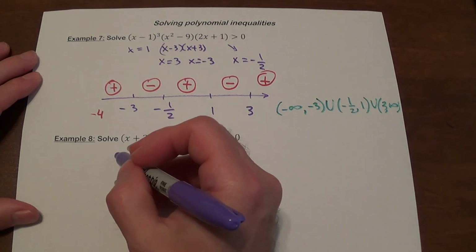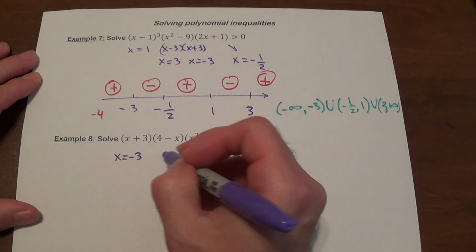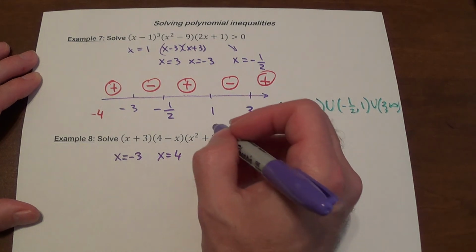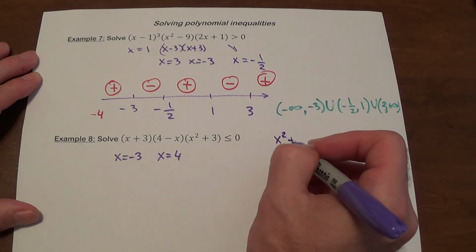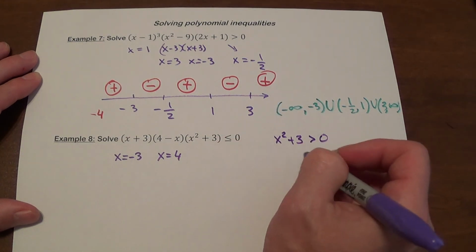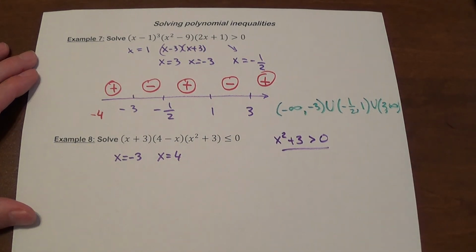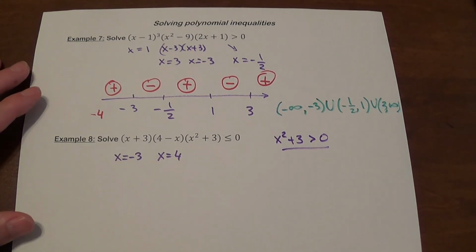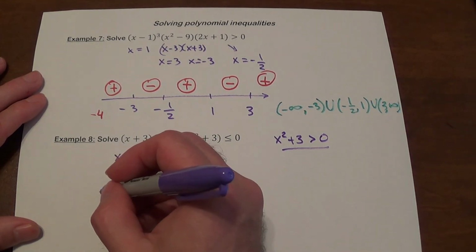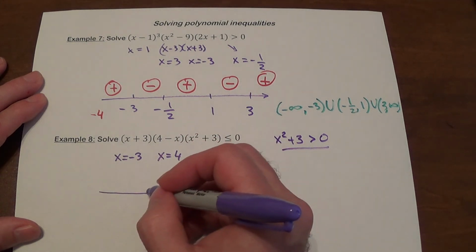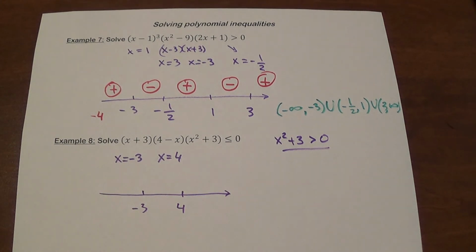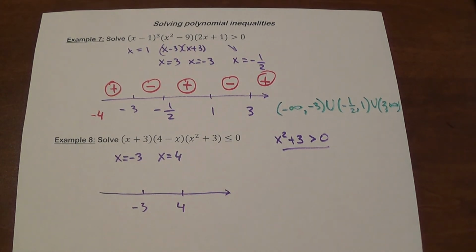So we're going to have negative 3, we're going to have 4, x squared plus 3. X squared plus 3 on real values is always going to be greater than 0. There is no real value that's going to make it 0. So while it's there and it's part of the expression, you cannot just ignore it completely. It does not have any impact on the sign, since it's always going to remain positive. So we're going to have negative 3 and 4.